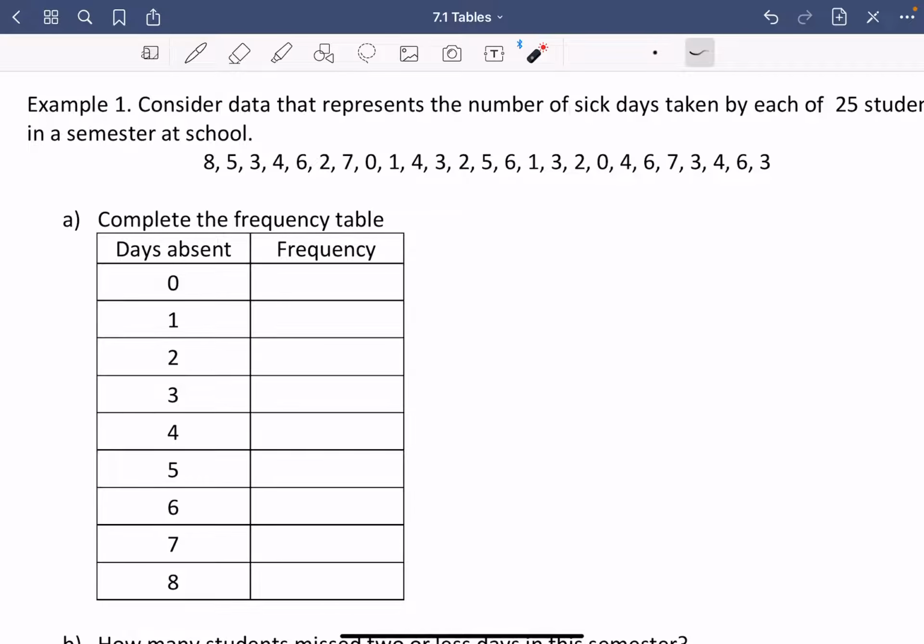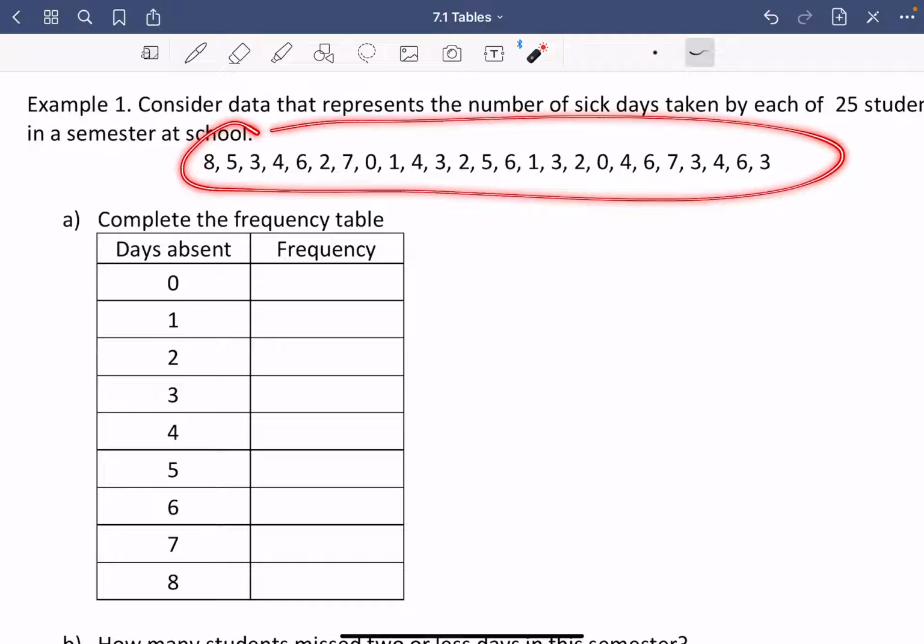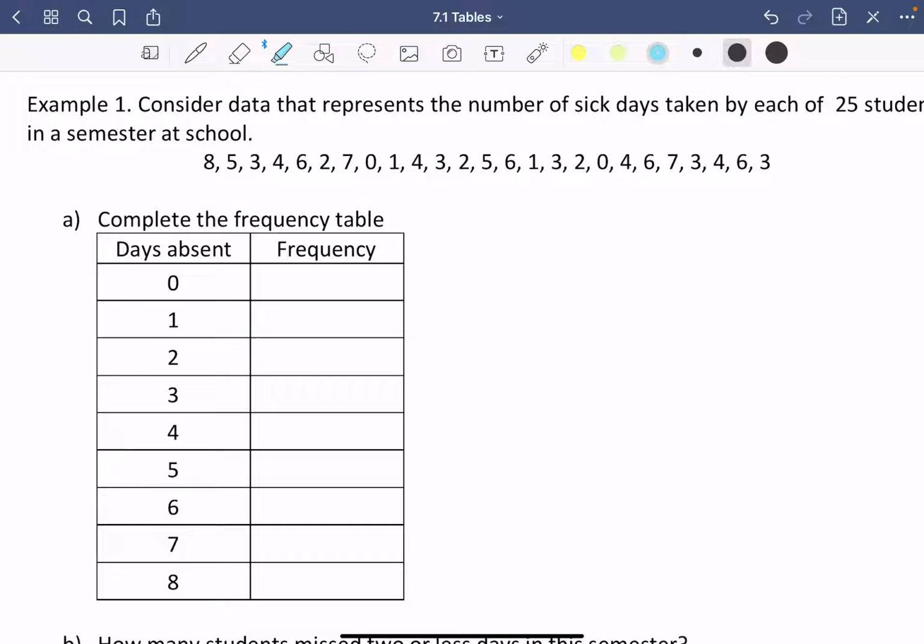So how we do that is we'll read each row, see what the item is. For example, our first row is asking how many students were absent for 0 days. Now look for the data from these numbers. Well, we can see that we have one student that was absent for 0 days and another one. So in total, we have 2 students that were absent for 0 days.